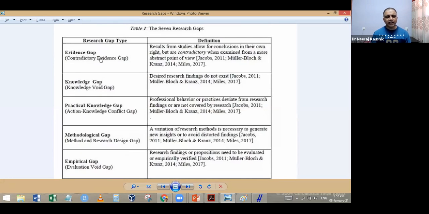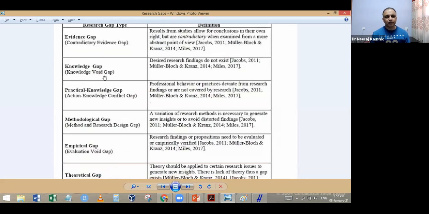The first one is the evidence gap. Evidence gap means contradictory evidence is there, so that proposes a gap. Some people say A leads to B. Some people say no, A has a negative impact on B. So how can I conclude it? There is separate and conflicting evidence from different studies, and I am not able to conclude. That's an evidence gap.